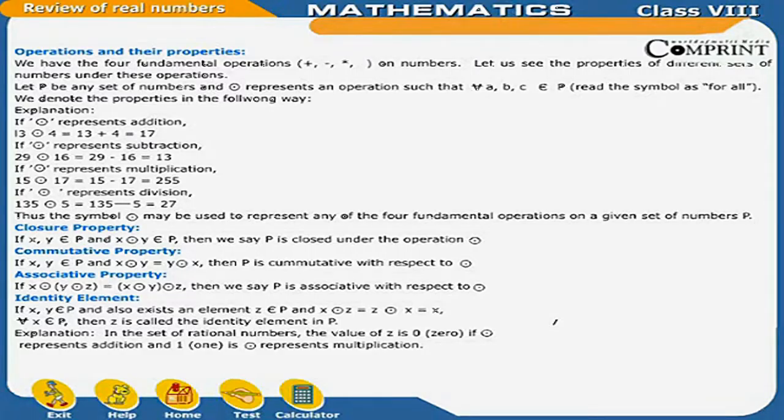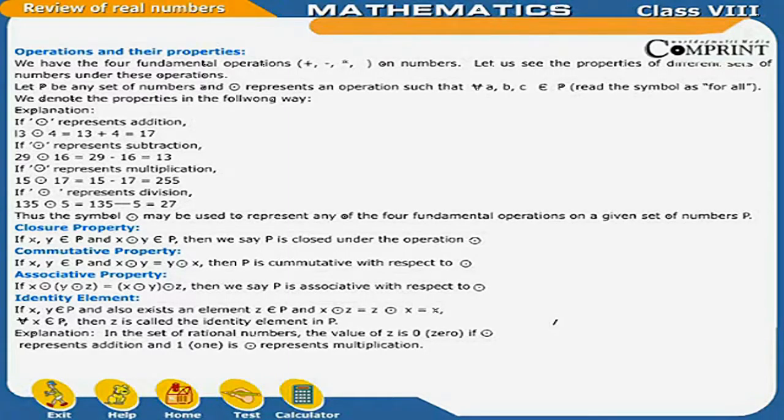Closure property. If x, y belong to capital P and x ⊙ y belongs to capital P, then we say that P is closed under the operation ⊙. Commutative property. If x, y belong to capital P and x ⊙ y is equal to y ⊙ x, then P is commutative with respect to ⊙. Associative property. If (x ⊙ y) ⊙ z is equal to x ⊙ (y ⊙ z), then we say that P is associative with respect to ⊙.